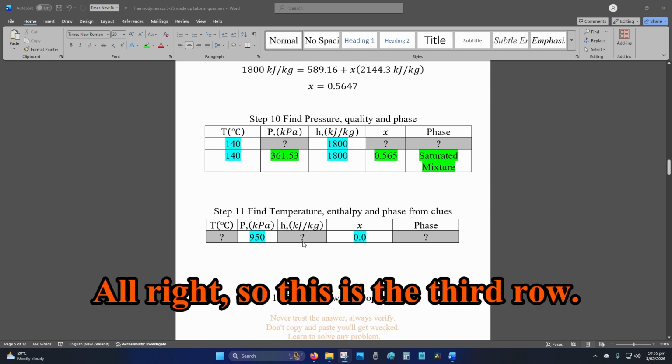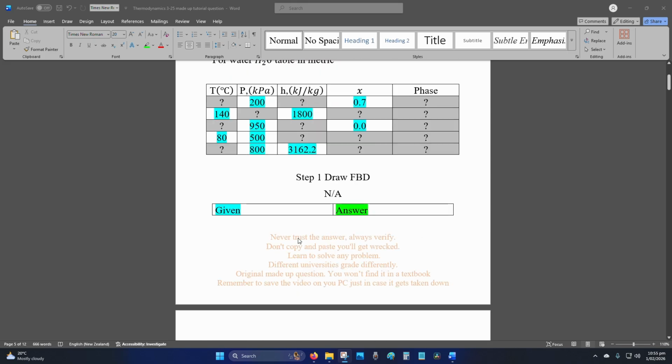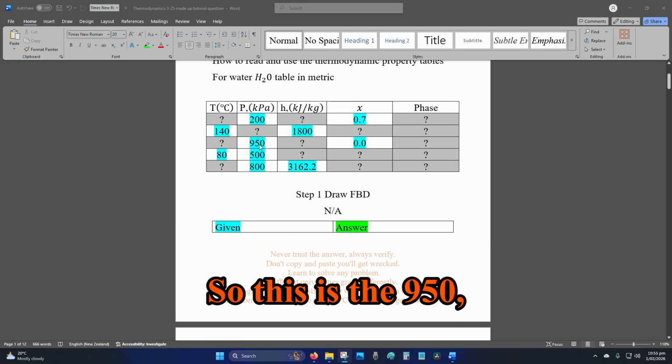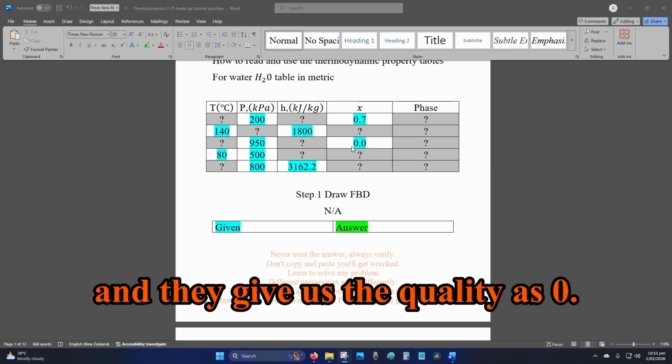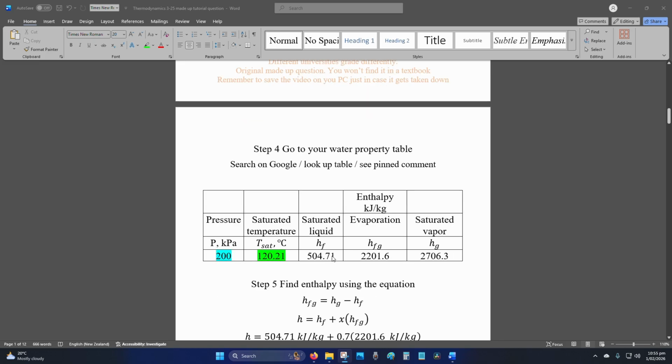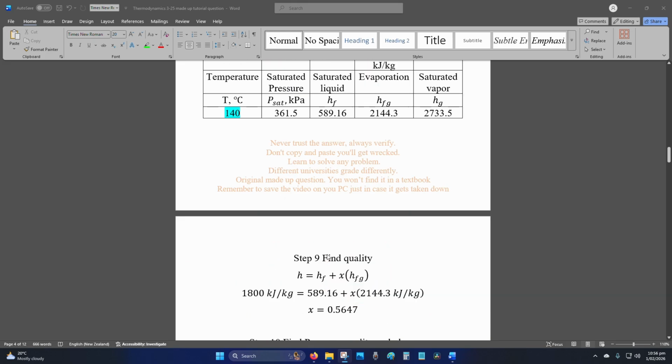Alright, so this is the third row. We'll come back to the original question. So this is the 950, and they give us the quality as 0. Okay, so those are already major clues.